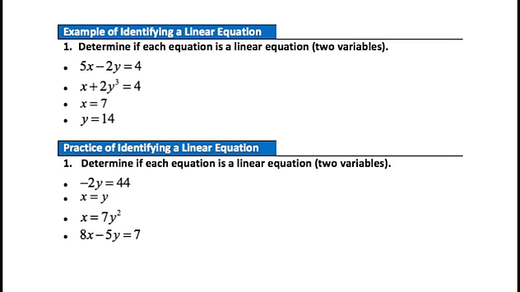So all we're asked for in example 1 here is to determine if each of these little equations I've given you here is linear or nonlinear. So let's take a look. 5x minus 2y equals 4. That certainly fits the case scenario. A is 5, b is -2, and c is 4. All those variables are to the first power. So yes, that's linear. We'd say that one is linear.